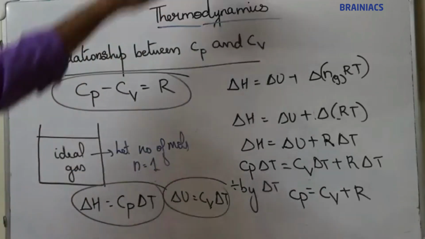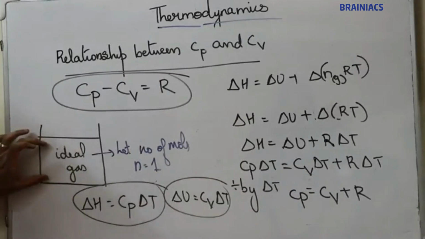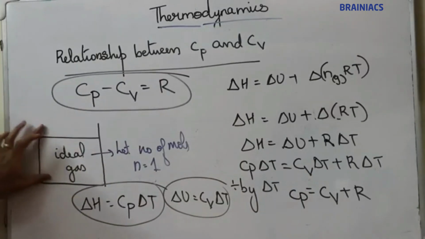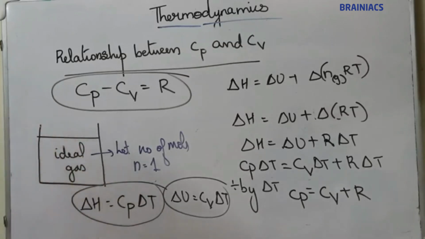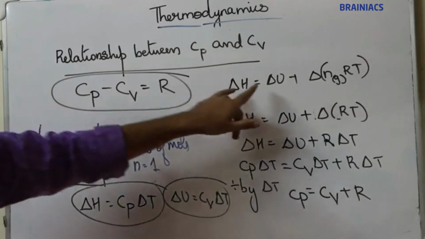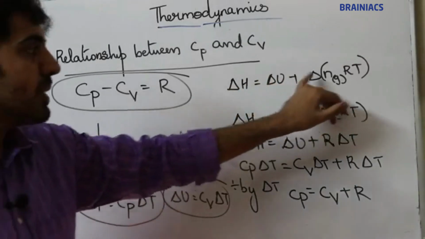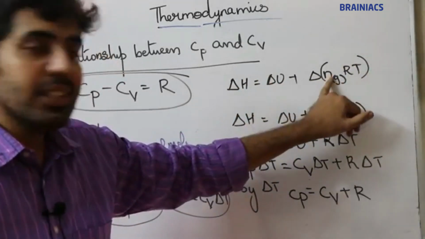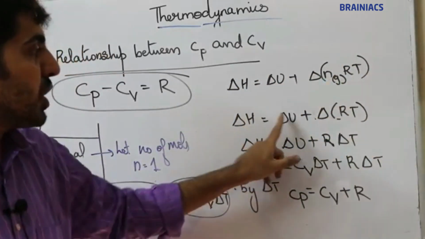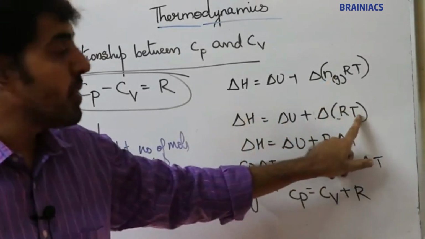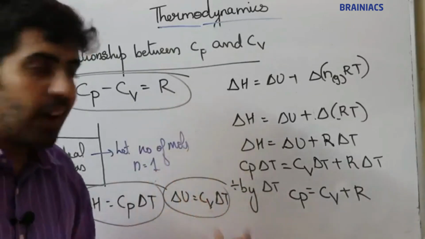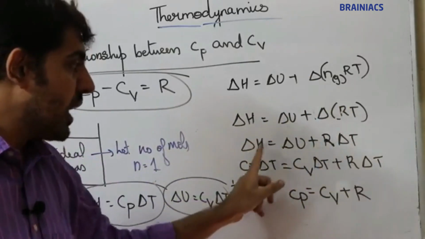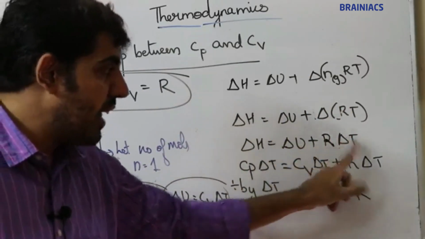I think it's clear. So consider a system filled with ideal gas. Let the number of moles in the system be 1. According to this equation, delta H is equal to delta U plus delta Ng RT. Here N is equal to 1, so delta H is equal to delta U plus delta RT. Now I'm taking R outside this delta because R is constant. There is no change in R. So delta H is equal to delta U plus R delta T.